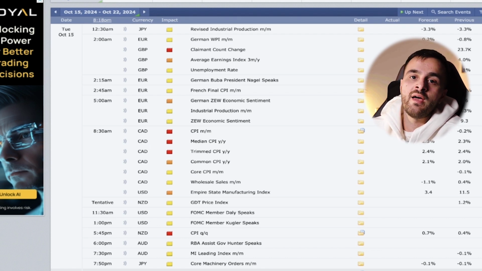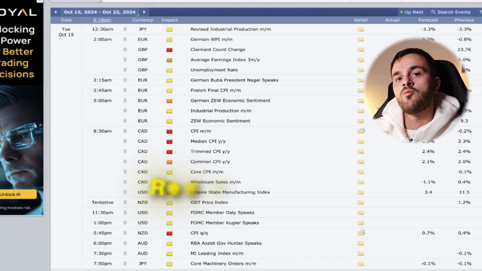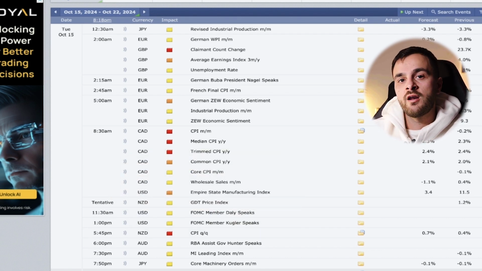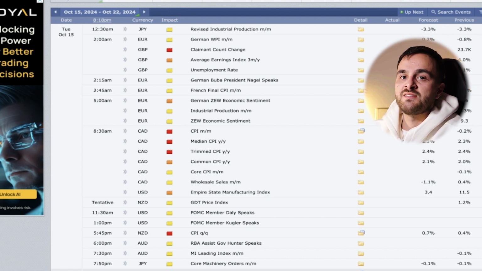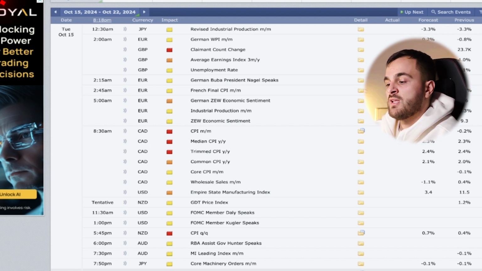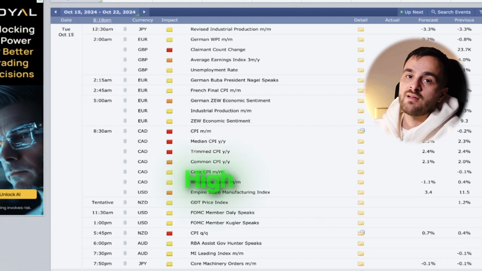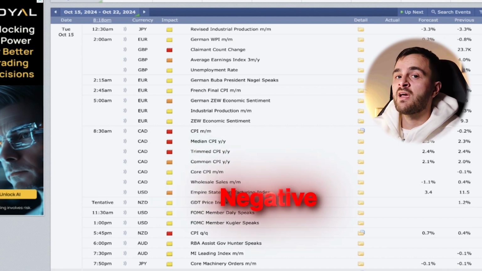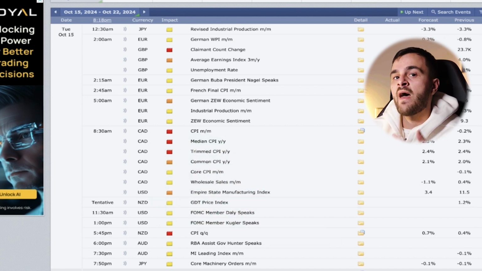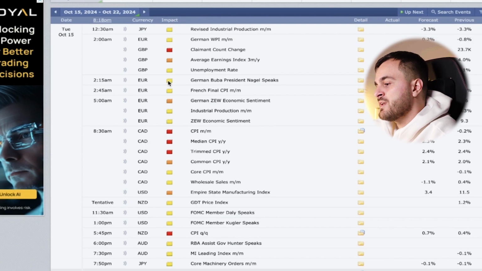So it's important to know that red folders, guys, don't mean negative. A lot of new traders will look at red folders as if they are negative. It doesn't mean that it's negative, it just means it's high impact. The impact could be negative or positive on that currency. So that's just some basics for you guys that are new when it comes to news.